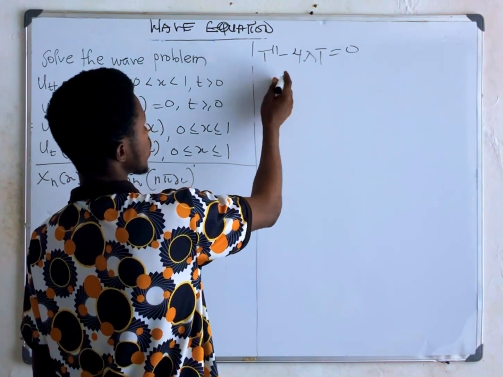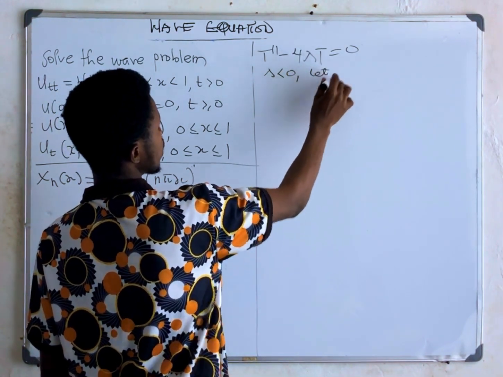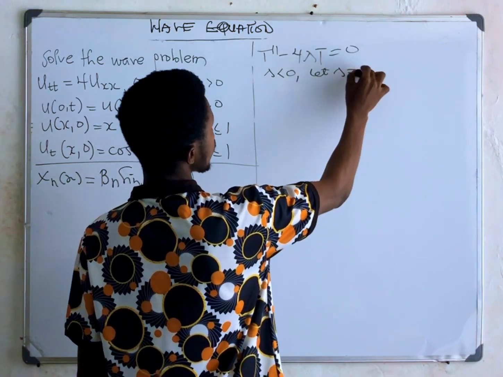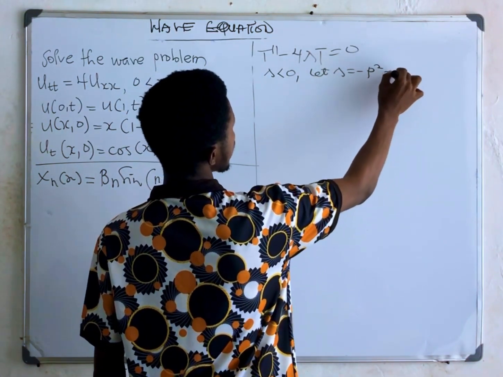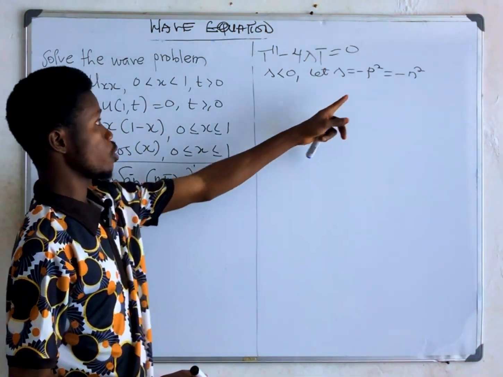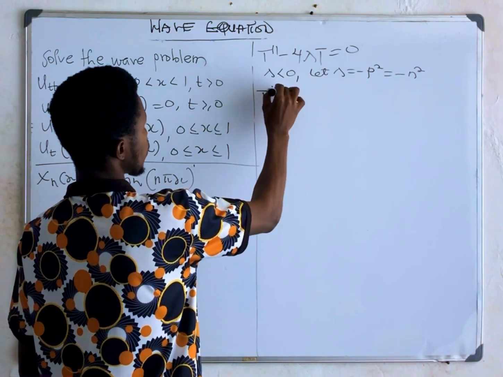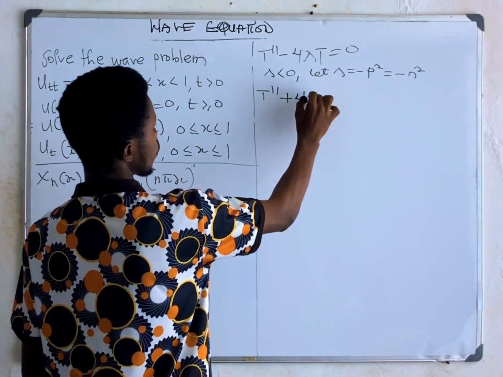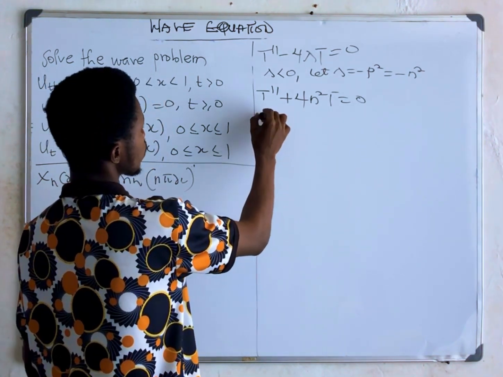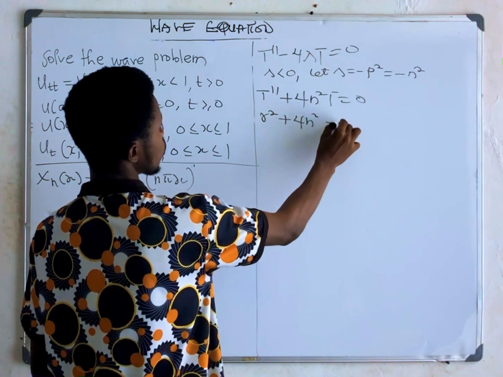In fact, the third case is saying that lambda is less than 0. So you let lambda equal negative p squared. And because we are using n, let's take it straight away from here. So instead of using p, we are replacing it by n. So I'm going to have T double prime plus 4n squared T equals 0. So from here, you're going to have r squared plus 4n squared equals 0.